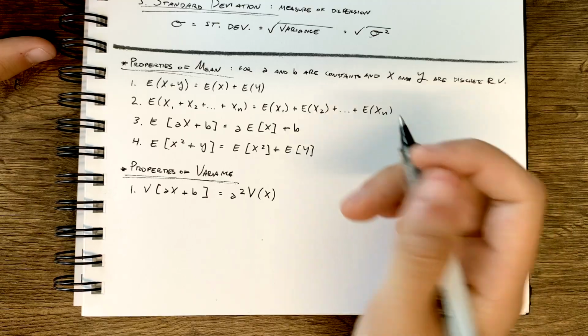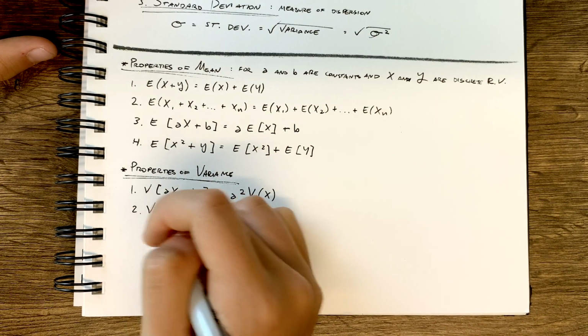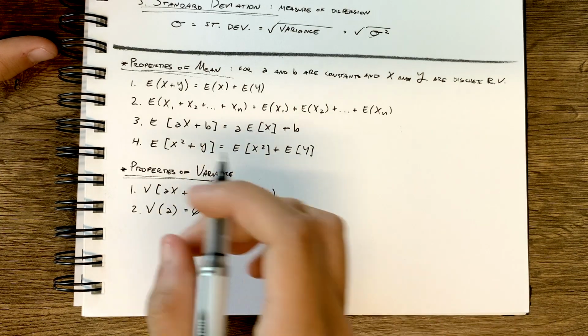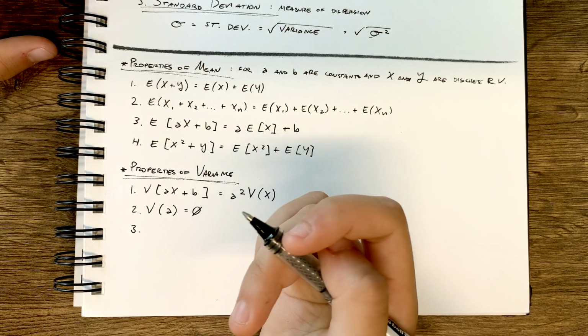And we can also say that, moving on to our second statement, which is also applicable to the first, that the variance of a constant is equal to 0. So for example, the variance of b would just be equal to 0. The variance of a would also just be equal to 0.